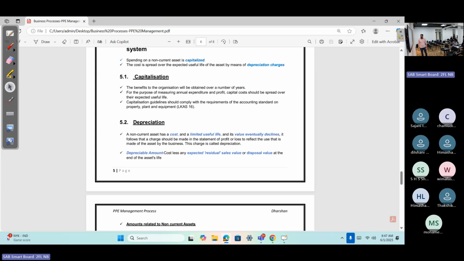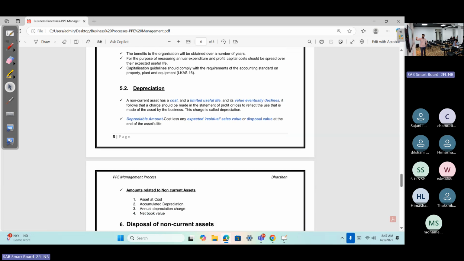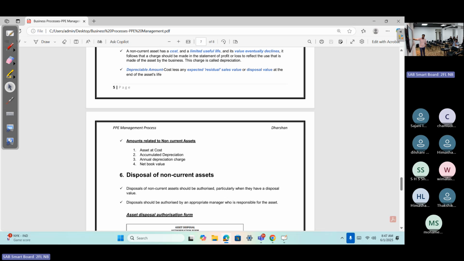Depreciation: a non-current asset has a cost and a limited useful life, and its value eventually declines. It follows that a charge should be made in the accounts to reflect the use that is made of the asset by the business. This charge is called depreciation. The depreciable amount is cost less expected residual value or disposal value. Amounts related to non-current assets are cost, depreciation, annual depreciation, and net book value.